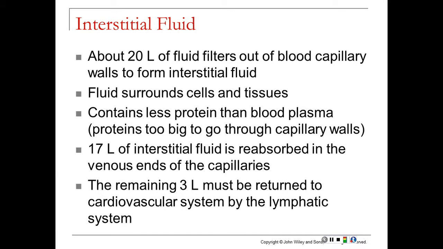Let's start by talking about interstitial fluid. We just got done with our chapters on the blood and what the blood is composed of. If you recall, the fluid portion of blood was called plasma. Well, the interstitial fluid is the fluid that surrounds all of the other body cells in our body. So it surrounds all of the cells except the blood. That's called plasma. It's about 20 liters of fluid filtering out of the blood capillaries that makes up this interstitial fluid. This is, again, what surrounds all of our cells and all of our body tissues.